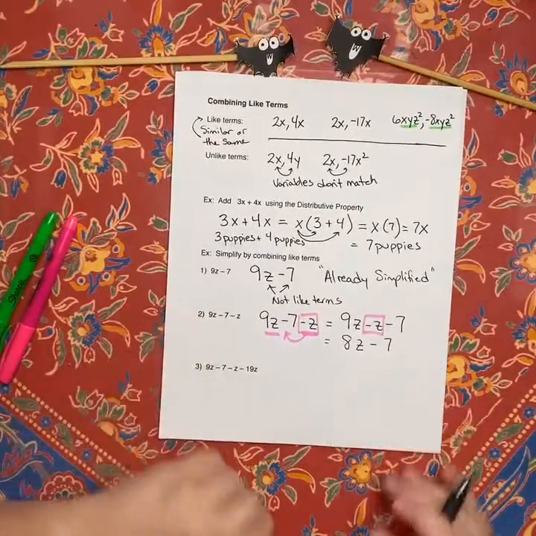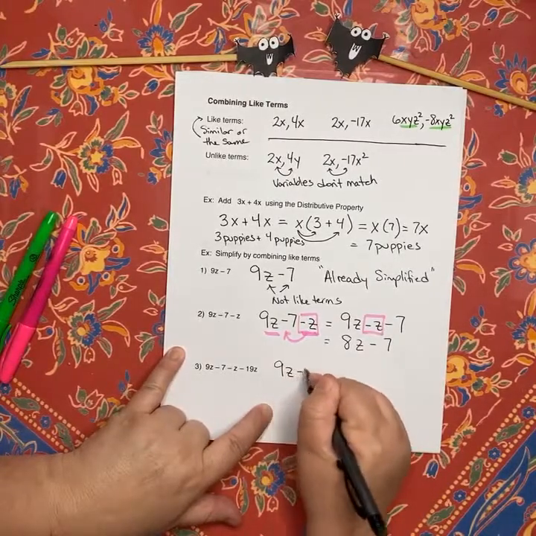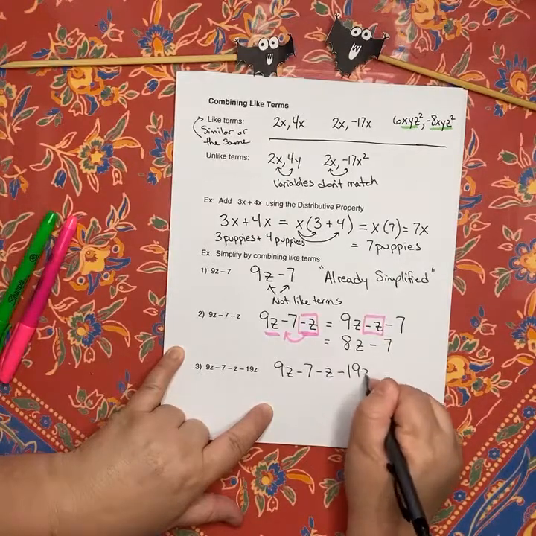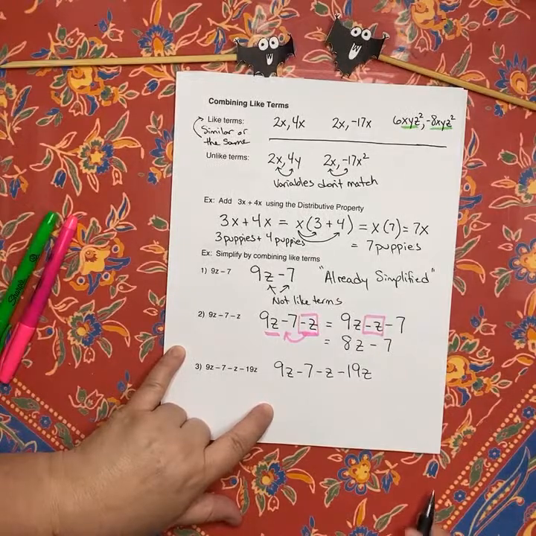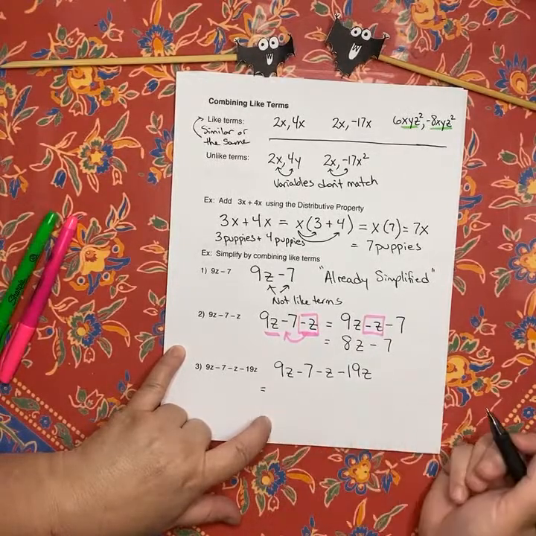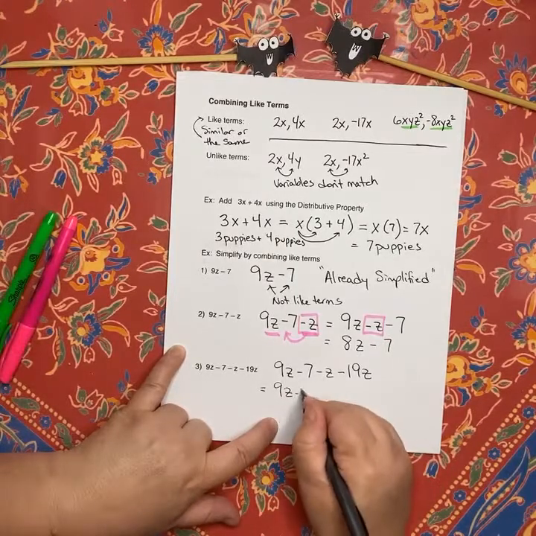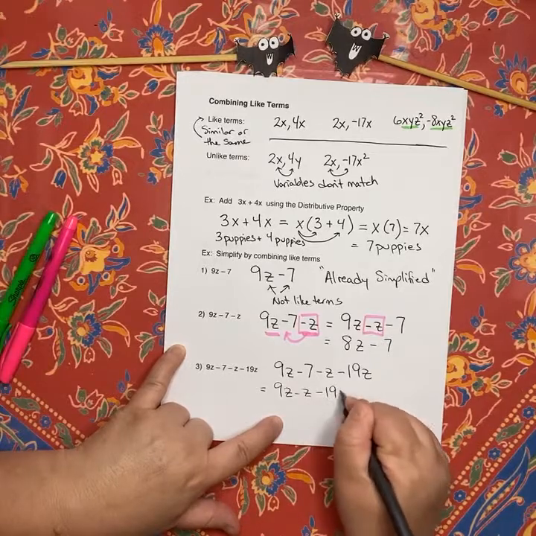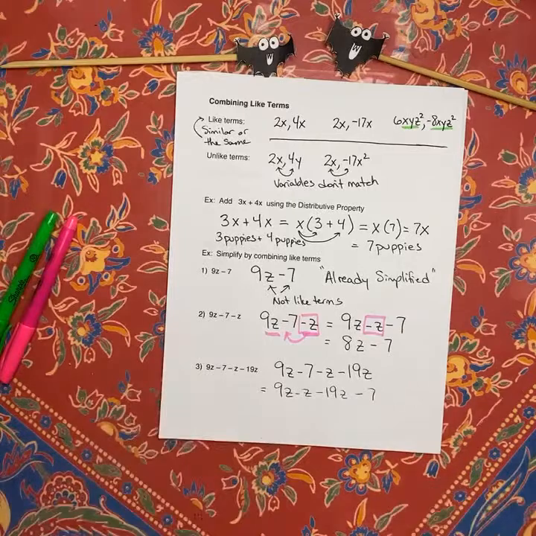Okay, we're going to take it to the next step. 9z minus 7 minus z minus 19z. Oh my gosh. So I'm going to rewrite it. I'm going to say it's 9z. I'm going to take the minus z, move it up here. I'm going to take the minus 19, negative 19z, put it there. And the minus 7 is going to go at the very end.